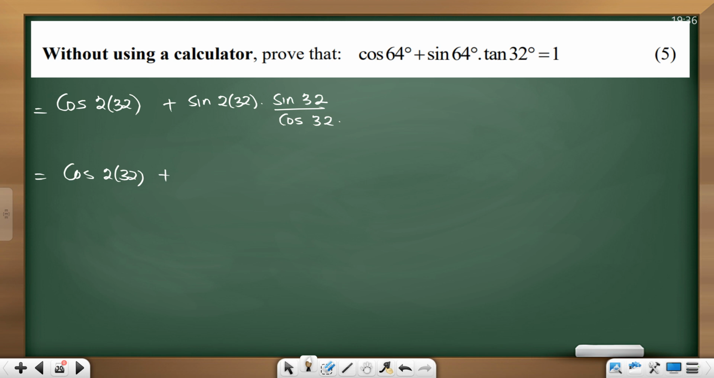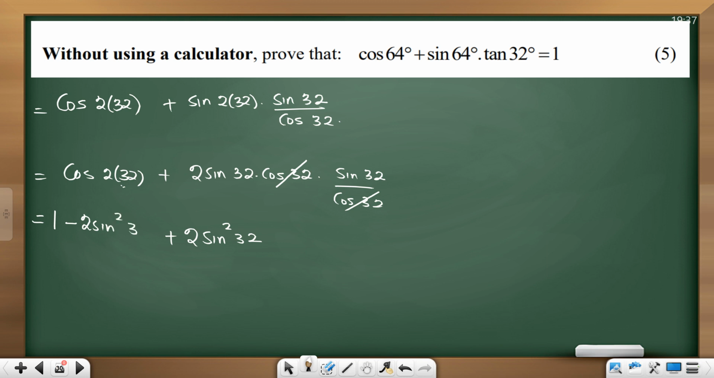This is sine 2A. Do you see sine 2A there? So it's what? 2 sine 32 cos 32 multiplied by sine 32 over cos 32. We are multiplying, so we are allowed to do that. Do you see this will give me what? 2 sine squared. That's the one I'm going to use here, the one that has a sine. It is 1 minus 2 sine squared. Do you see we are done? What do we have? 1 minus 2 sine squared 32. All of this goes. What's your answer? 1. 5 marks.